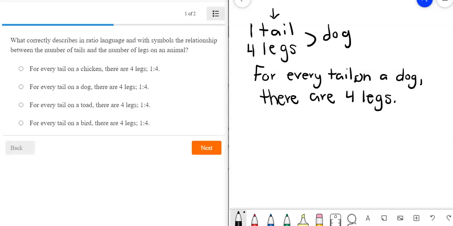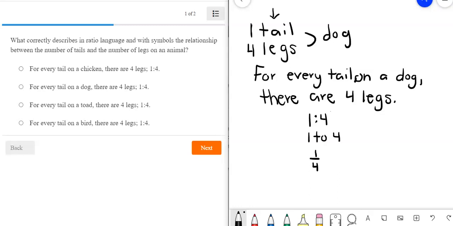So that's how you describe the relationship. And then they want you to do it with symbols too. So you could either write it 1:4, 1 to 4, or 1/4. I don't care which of the 3 ways you write it. If you want to write it all 3 to practice, that's fine too.